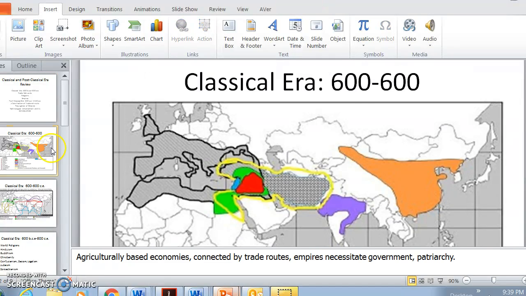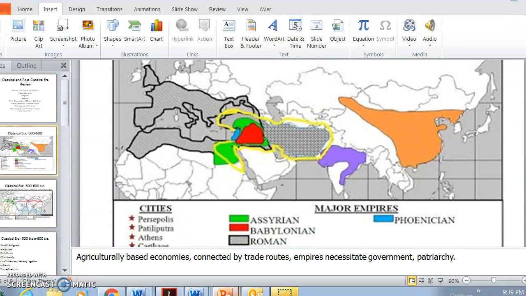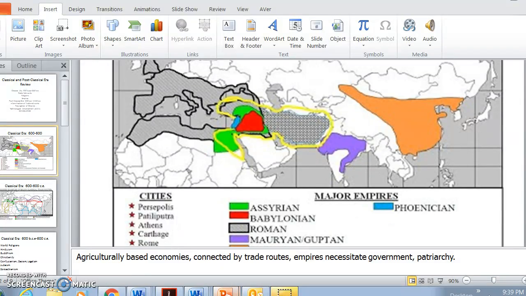So I'm going to move to the next slide. Here's a little map. You've got this in my class, in your classical era packets. So this is the map from that packet. I just want to highlight kind of where we're looking. These are the major empires here. It's color-coded, so let me go over them.